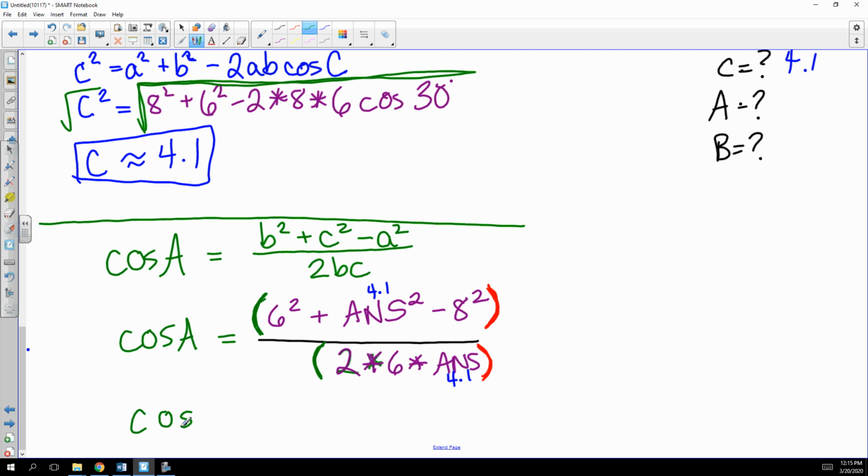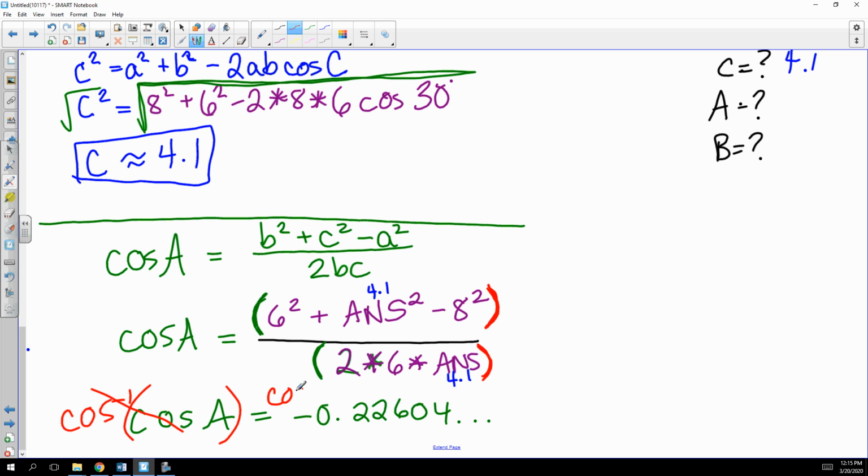Cosine of A is going to be equal to negative 0.22604, yada, yada, yada. Now is when I'm actually going to do, and that's the answer that's in my calculator right now. So now I'm going to take the inverse cosine of both sides to cancel it out on the left.